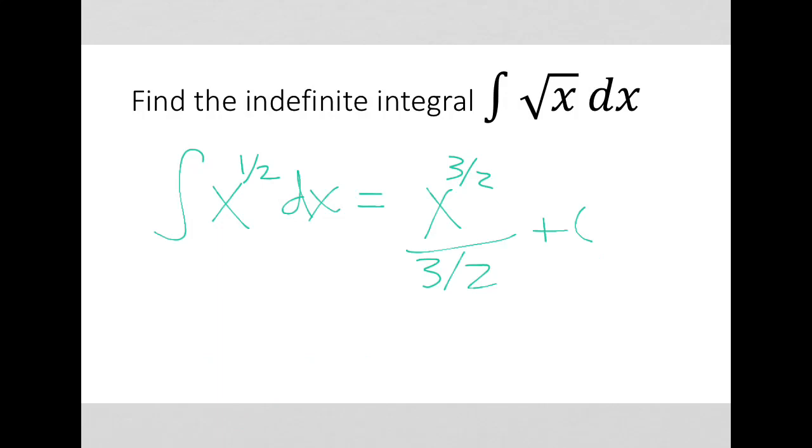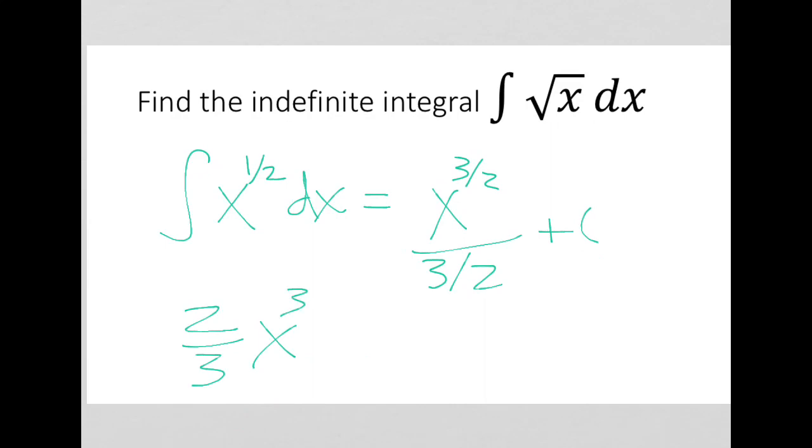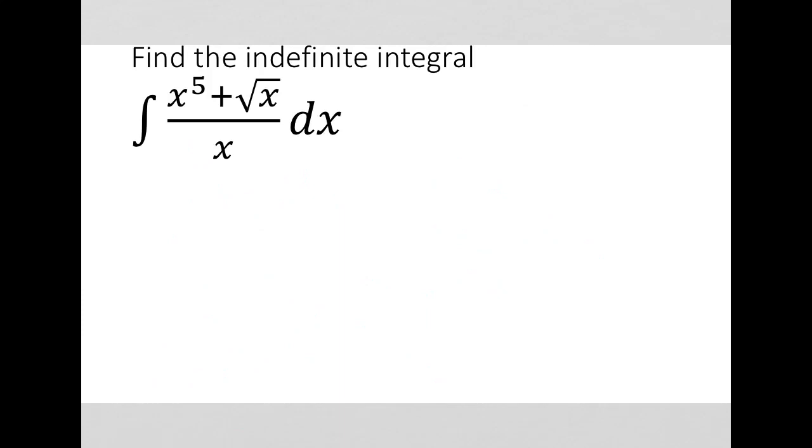Now remember, dividing by a fraction is the same as multiplying by the reciprocal of that fraction. So I'm going to rewrite this as 2/3 x to the 3/2 plus c, and that will be my final form right there. Almost done, but a couple more things to point out.